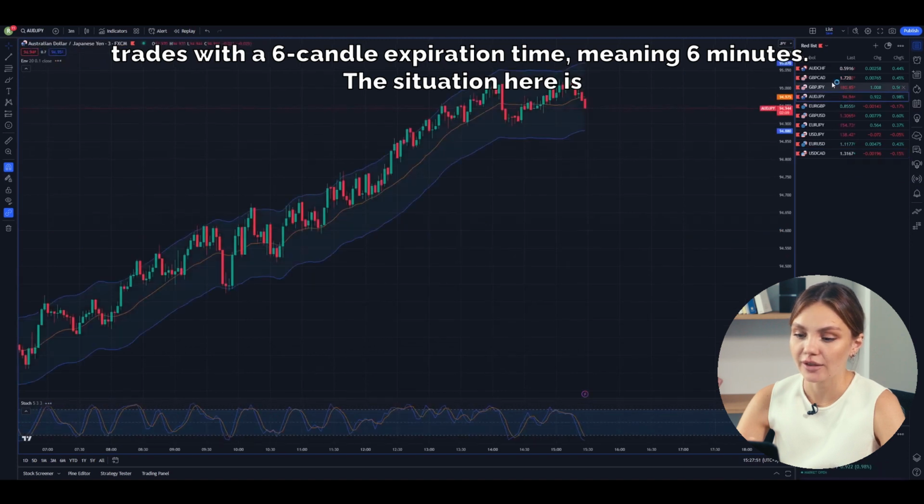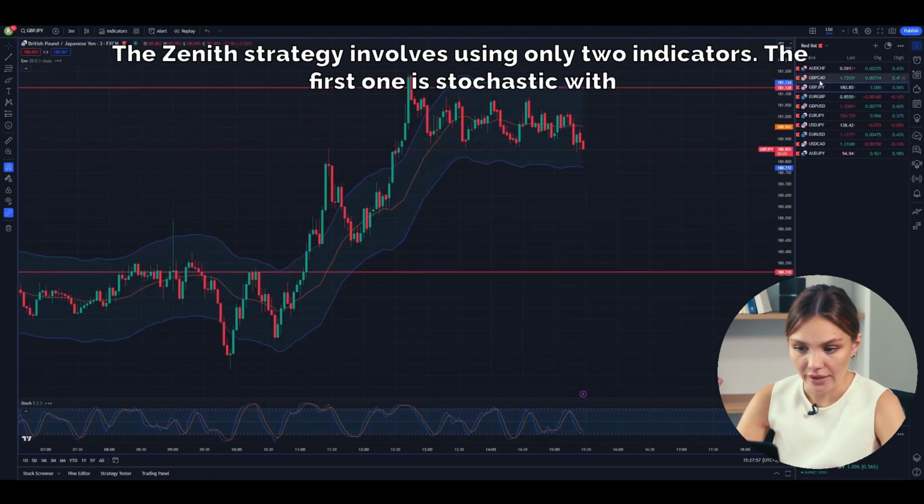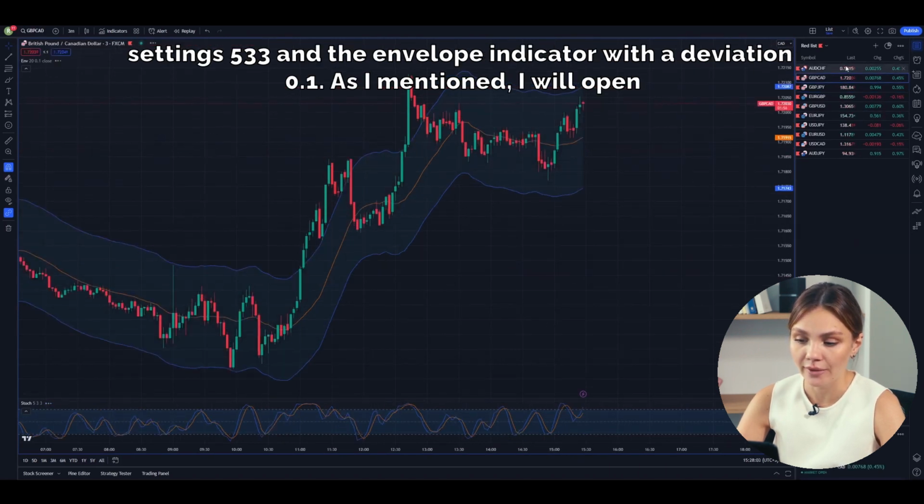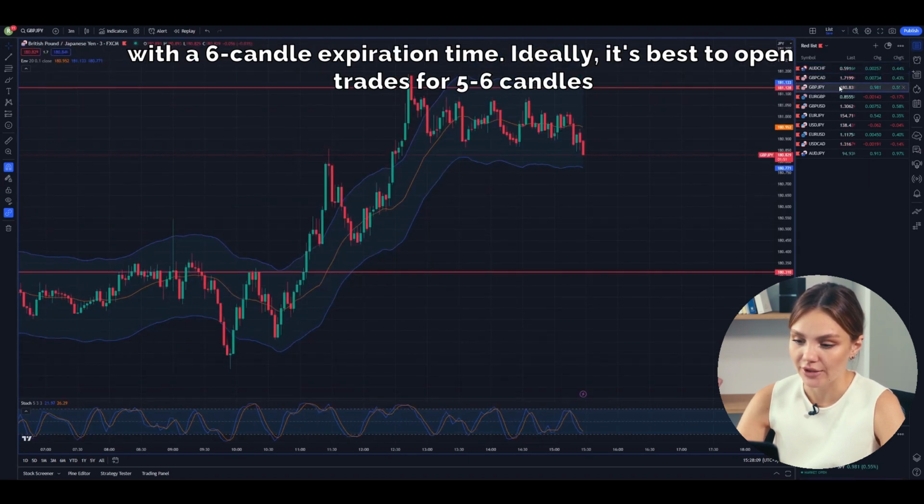The situation here is generally good, but I won't enter on this chart for now. I'll leave it for later. The Zenith strategy involves using only 2 indicators. The first one is stochastic with settings 5-3-3 and the envelope indicator with a deviation of 0.1. As I mentioned, I will open trades with a 6-candle expiration time.